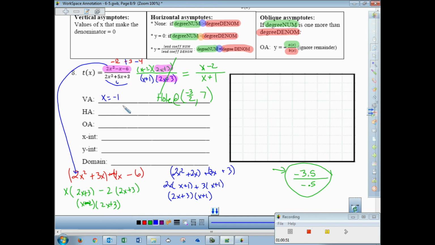Horizontal asymptotes. Go back to Mr. Ridge, right? The factored one is good for all your holes and your vertical asymptotes. Go back to the ridge. Everything you're looking for has to do with degree now, right? Who's the degree of the numerator? 2. Who's the degree of the denominator? 2. Same.